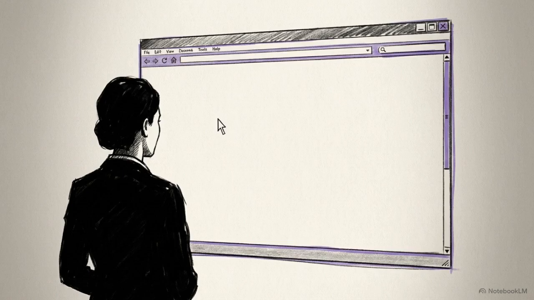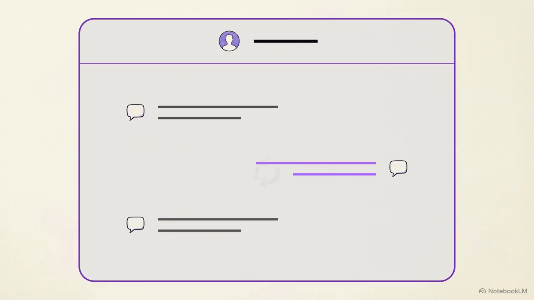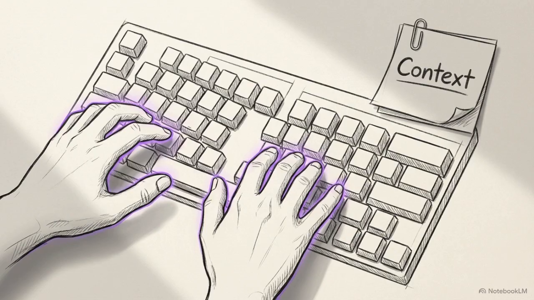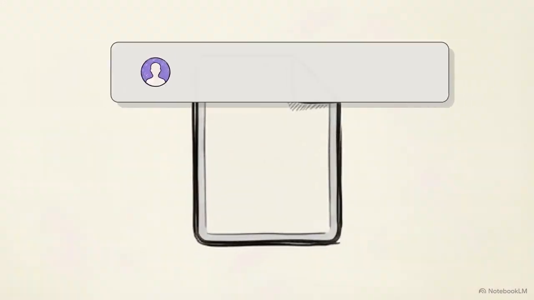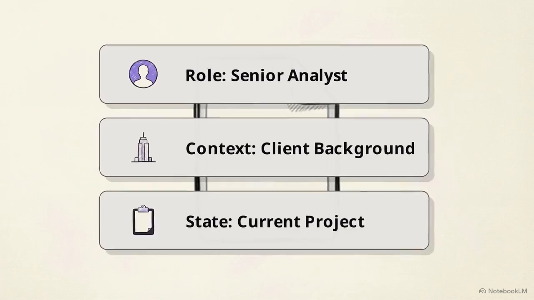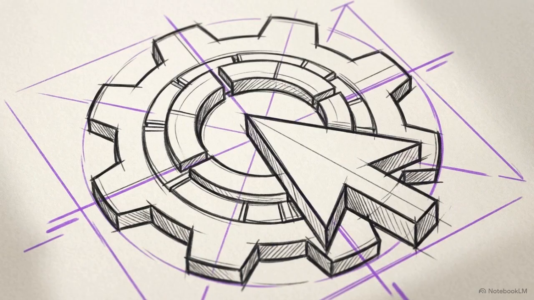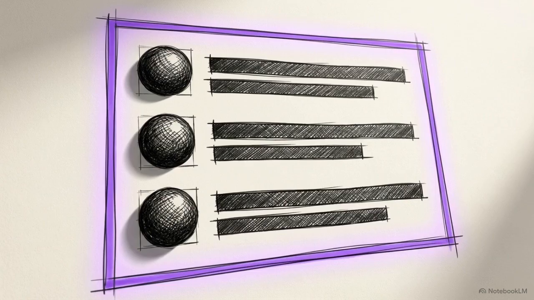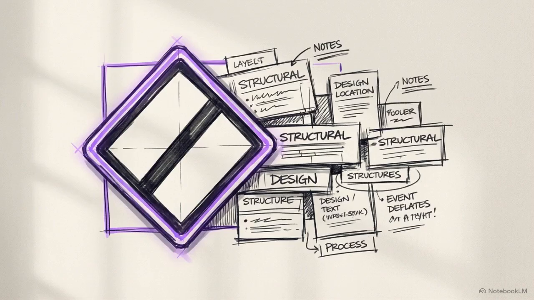Every time you open a standard AI interface, you start with a blank slate. The system has zero memory of who you are or what you do, so you type out the same preamble. You tell it you are a senior analyst, you explain the client's background, and you paste in the current state of the project. Then you have to set the parameters again. You ask for bullet points, remind it to use plain English, and specify what topics to avoid.